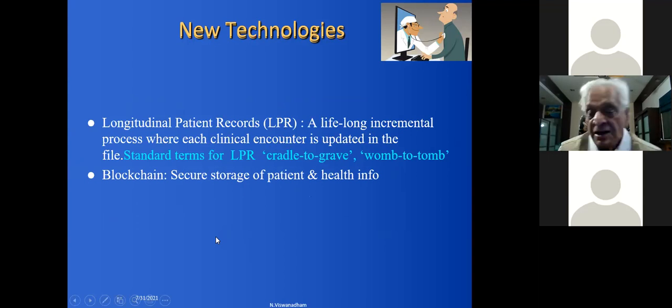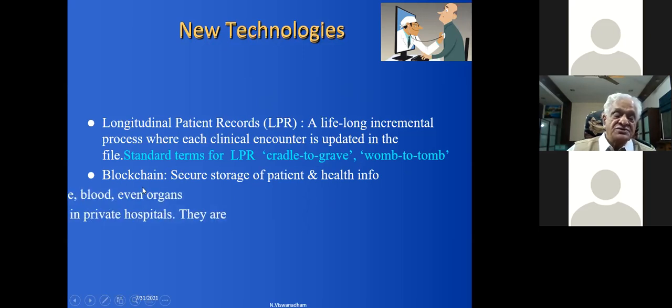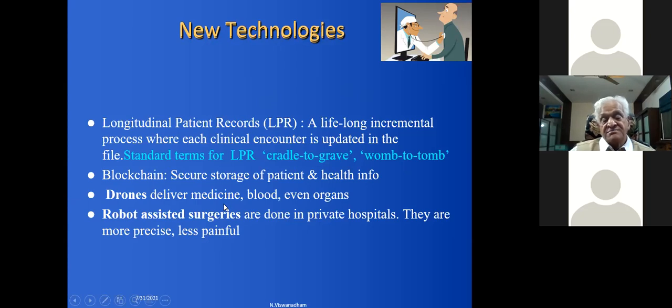You must have heard that during the COVID time, when the vaccinations were invented, sites like Pfizer and others and Dr. Reddy's faced a lot of cyber attacks. So secure storage of patient health information is done using blockchain. Drones deliver medicine, blood, and even organs to the hospital. Like, not only groceries and other things, they can deliver blood, medicine, and even organs. And robot-assisted surgeries are done in private hospitals now, and they are more precise with fewer failures.